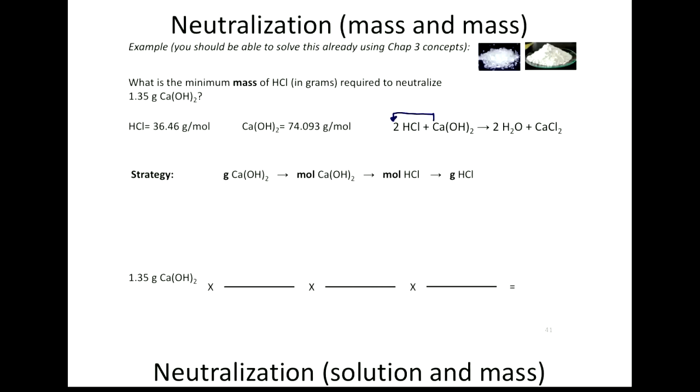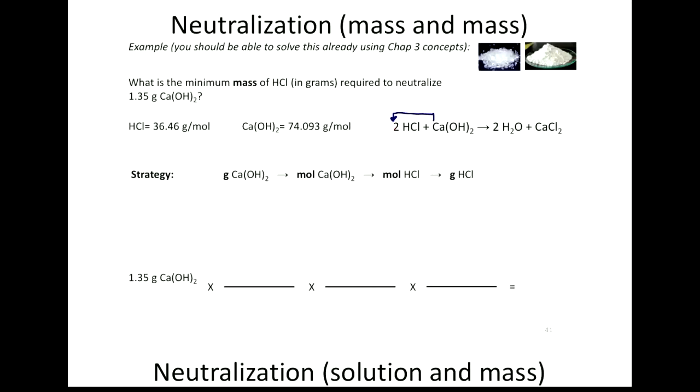All right, so you should already know how to do this. So the question here says, what is the minimum mass of HCl required to neutralize this many grams of calcium hydroxide? So we're looking for mass amounts. So I'm very nice here and give you molar masses of HCl and calcium hydroxide. I even give you the balanced chemical equation. We see that the stoichiometry here is a 1:2 ratio.